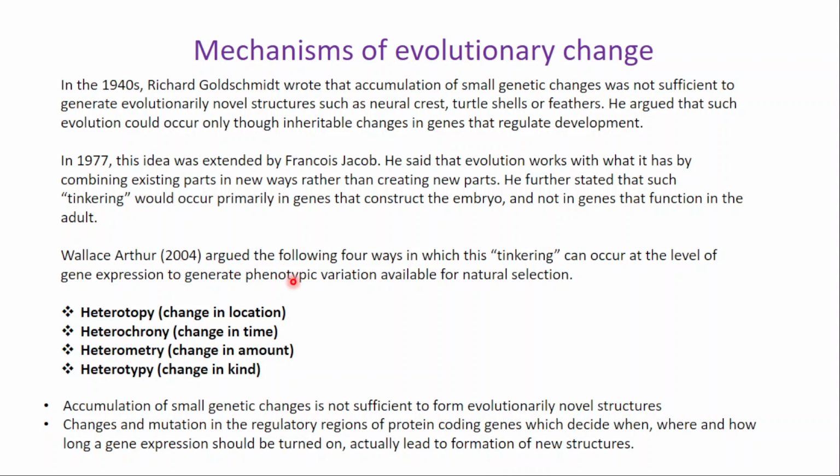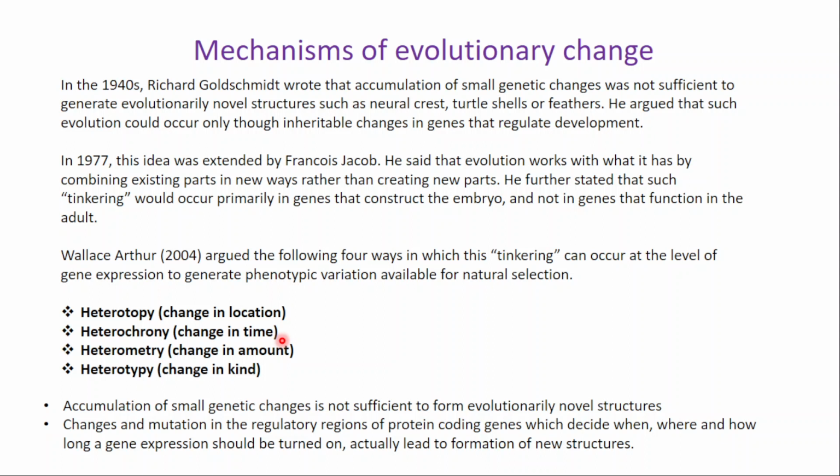And Arthur argued that there are the following four ways in which tinkering can occur at the level of gene expression to generate phenotypic variation available for natural selection. Heterotopy, change in location. Change in location of expression of a particular gene can lead to formation of a different structure. Heterochrony, change in time. The time of expression of a gene in the developmental time period is very important, and change in time can lead to development of different structures.